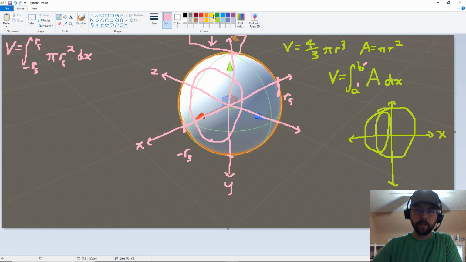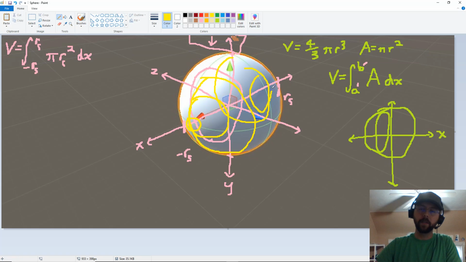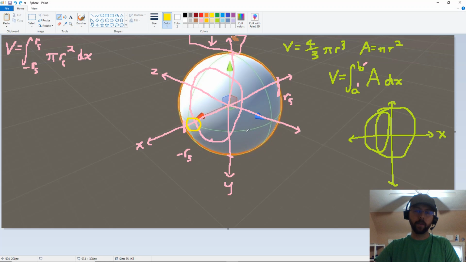Let me use a color real quick here. If we made a slice over here and made a circle, and a slice here and made a circle, except these have to be right next to each other, but I can't draw that obviously. A slice right here, a slice right here, and so on, all the way through the sphere, and we add up every one of those slices, that's going to give us the volume.